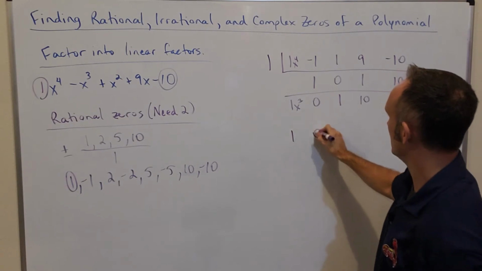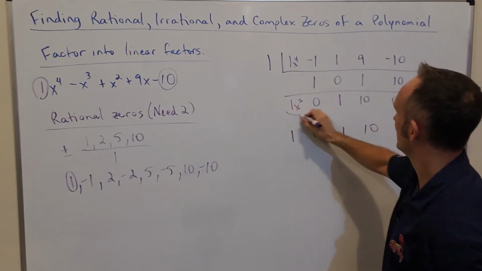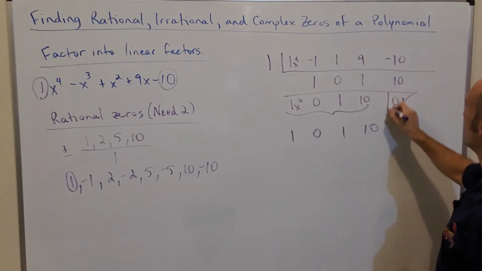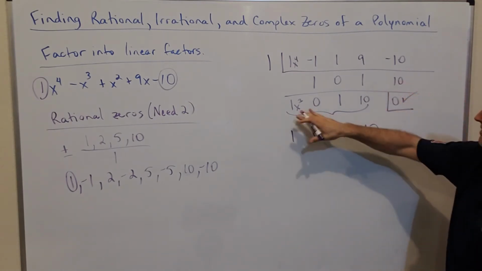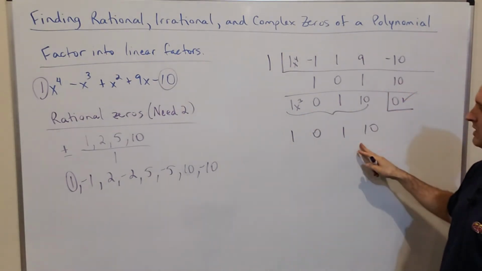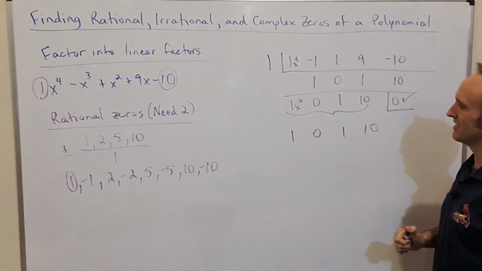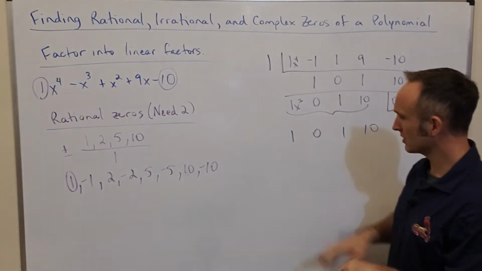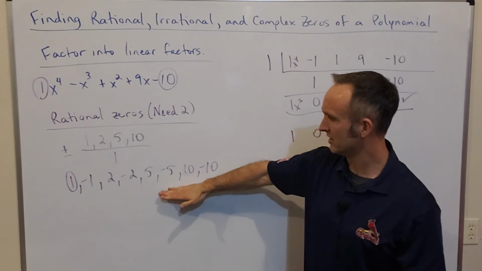1, 0, 1, 10. This is our polynomial. This is our remainder, right? So that's sectioned off. This is our polynomial. This is our cubic that we need to divide 1 more time to get a quadratic. So I'm going to continue working off of this list.